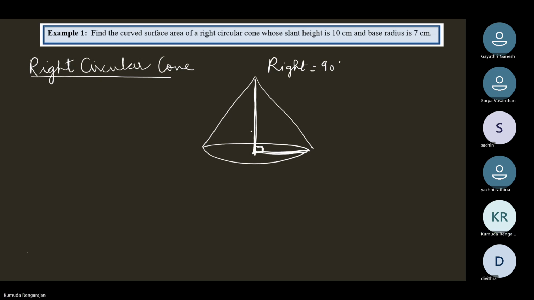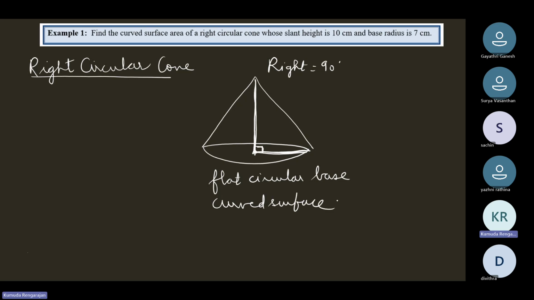Now, a cone has two surfaces. One flat circular surface, the flat circular base, and a curved surface. It has a flat circular base, that's one surface, and the other surface is the curved surface. This one is a curved surface.